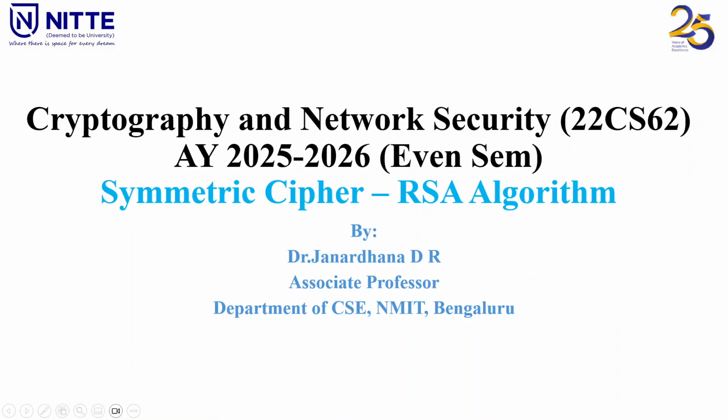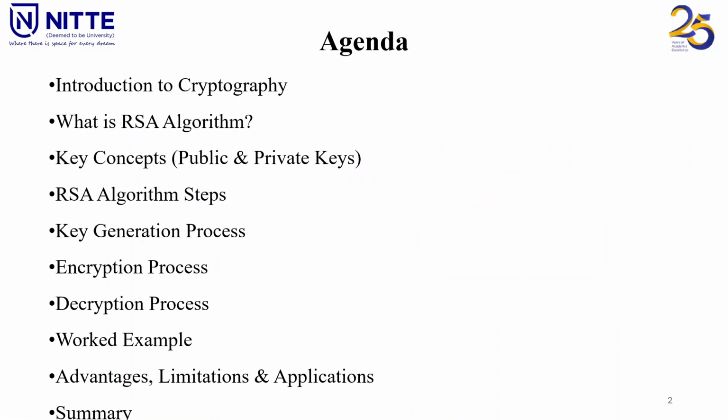So in today's class we try to understand how to solve an RSA algorithm, in order to perform the encryption and decryption process. We try to understand an introduction to cryptography, what an RSA algorithm is, the key concepts behind the public and the private key, and the various steps involved in the RSA algorithm: the key generation, that is for the encryption key and the decryption key, and the process of performing the encryption and the decryption. We try to solve one worked example, and at last we will discuss the various advantages, limitations, and the real world applications of the RSA algorithm.